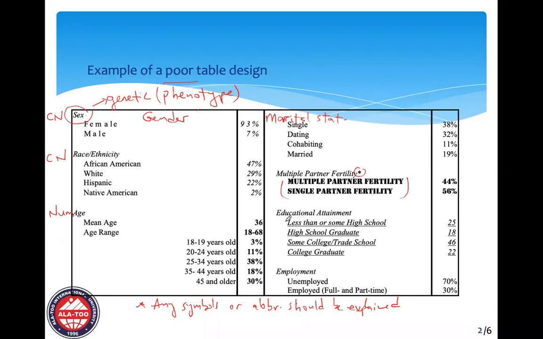Then we have educational attainment: less than high school, college. What kind of variable is this? Categorical. Nominal? Some say it's ordinal. Yes, of course it is ordinal. Categorical, ordinal. Okay. And lastly we have another variable, employment, which is categorical and nominal.